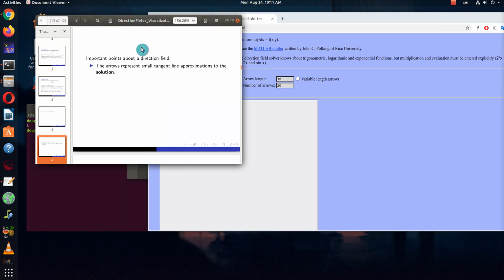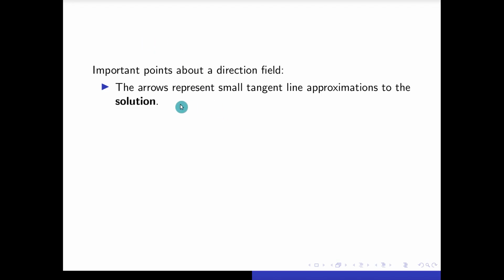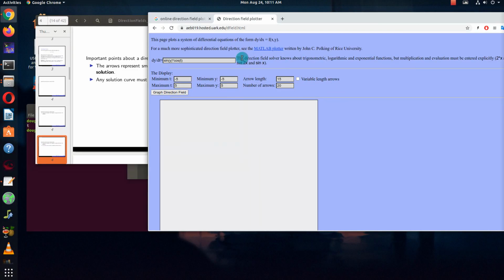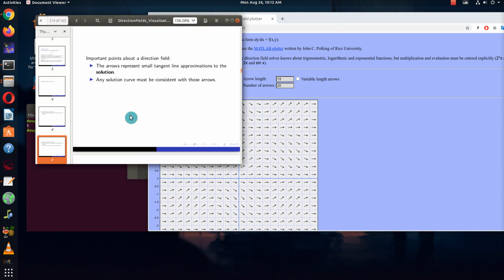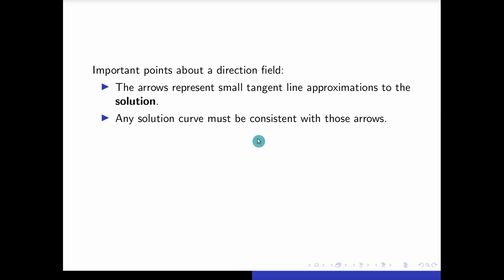Okay, so let's summarize some of the things that we saw in the direction field. The arrows that we saw are small tangent line approximations to the solution. Any solution curve must be consistent with those arrows. So let me go back to that really quick just to show you what I mean. If I graph the direction field, then could a line like this be a solution to the differential equation? It could not, right? Because the arrows would not be consistent with the direction of your curve. And so that's what I mean by the solution curve must be consistent with the arrows.